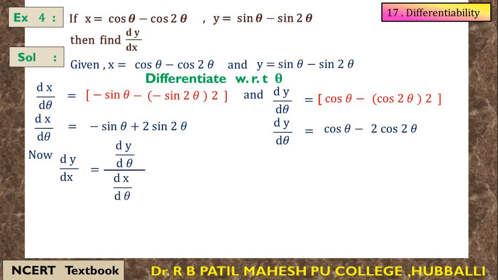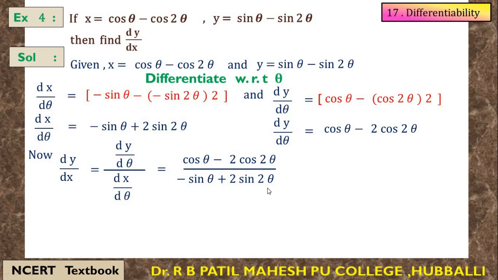dy by d theta divided by dx upon d theta, that is dy by dx. So substitute dy by d theta, cos theta minus 2 cos 2 theta, divided by minus sin theta plus 2 sin 2 theta. Here you should know the combination of trigonometric functions, which functions we can simplify. Here cos 2 theta is there, sin 2 theta is there.